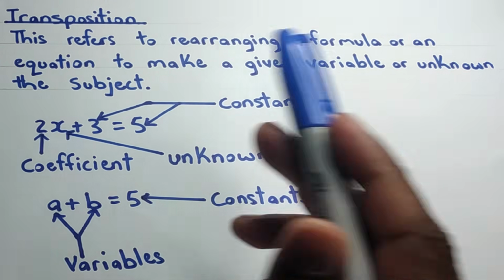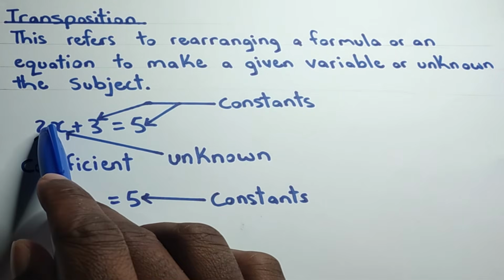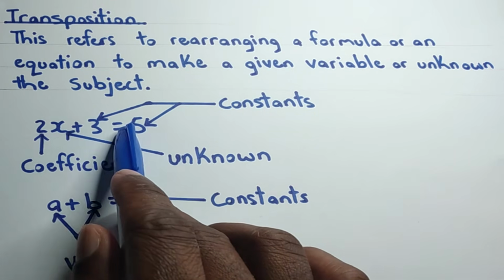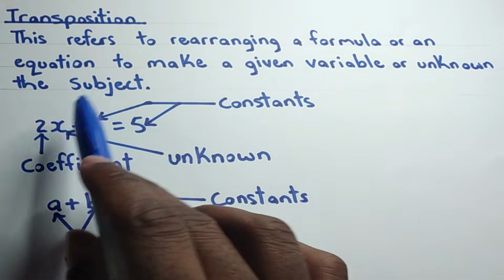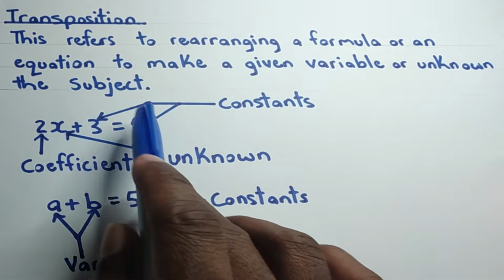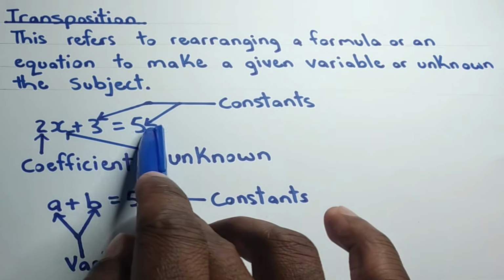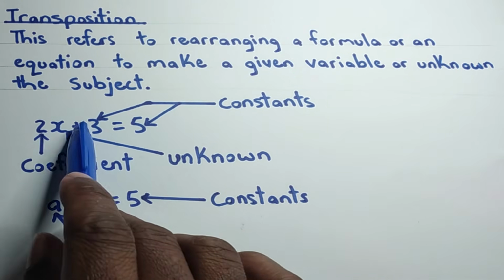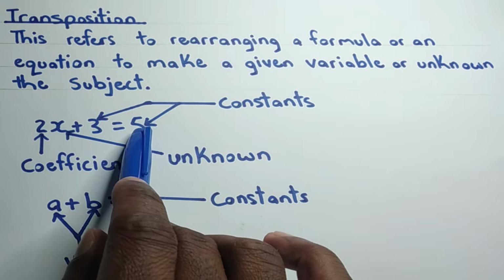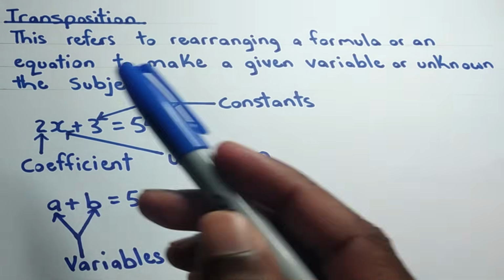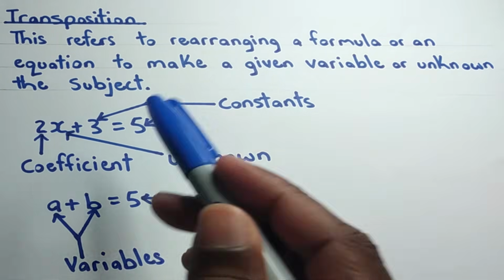Now we want to learn how to label an equation. So here we have an equation, 2x plus 3 is equal to 5. The reason why this is classified as an equation is that we have an equal sign here, so we have something being equal to something. Now, different parts of the equation have different titles, or terms.